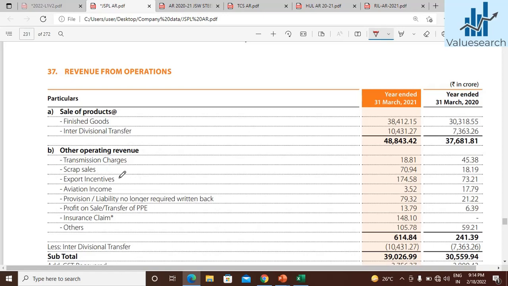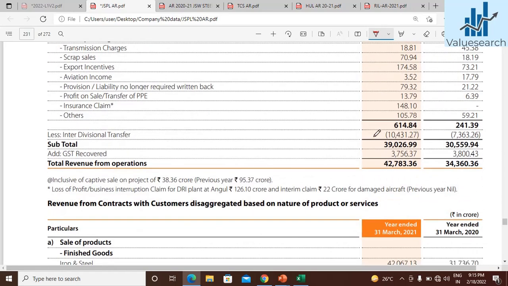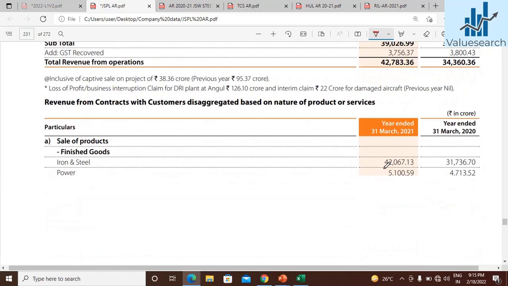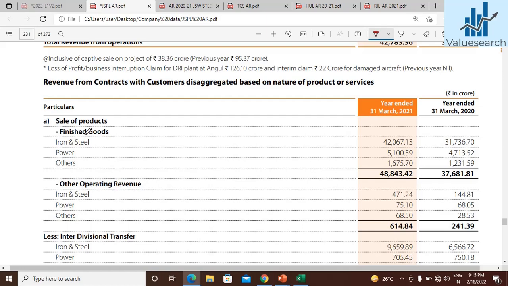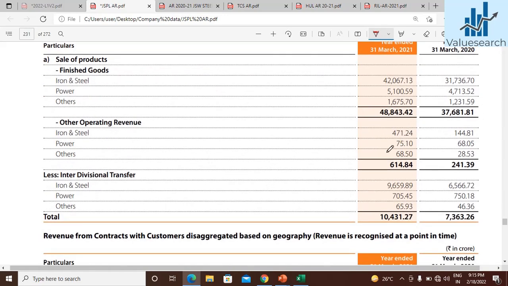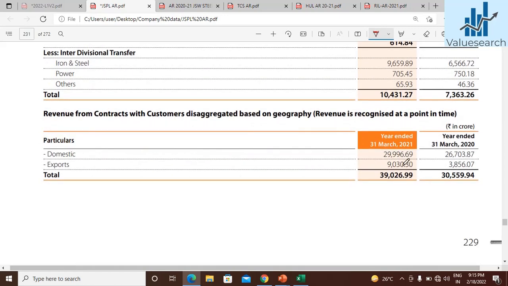Other operating income: scrap sales, export incentives, aviation income, provision liability no longer required, profit on sale or transfer of PPE, insurance claim and others. Then less interdivisional transfer and GST recovered. So this is your total revenue from operations. If you deduct this GST recovered from it, you will get your net revenue from operations. Now let us look at it once again in more detail. On a consolidated basis, your finished goods sales was this, iron and steel, your power segment this much, others this much. Other operating revenues, you have these three figures: iron and steel, power, others. Less interdivisional transfer: iron and steel, power, others. Your domestic sales was this, exports were of this amount.